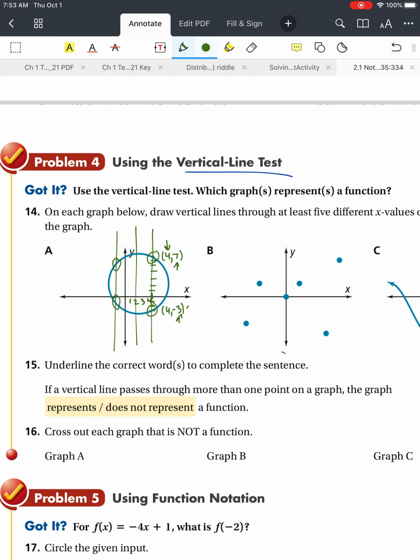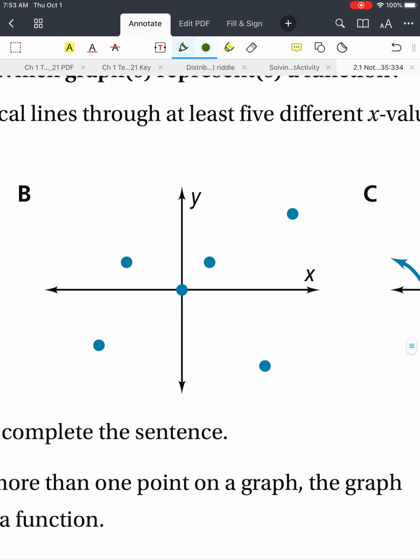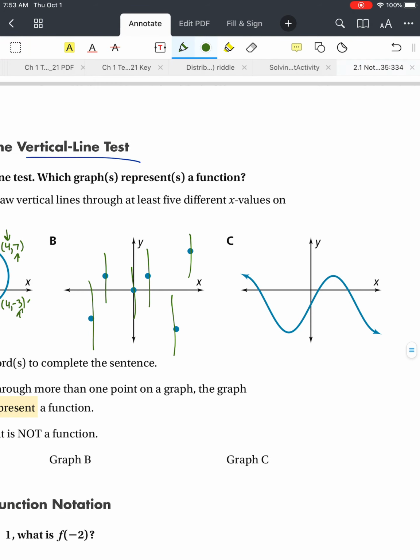This part B here, which is a bunch of dots, you can draw some vertical lines. It doesn't matter where you go. It looks like I'm only going to hit one dot each time, so that's good actually. And here, if I draw a bunch of vertical lines, nowhere along this graph does it hit it twice. Okay.